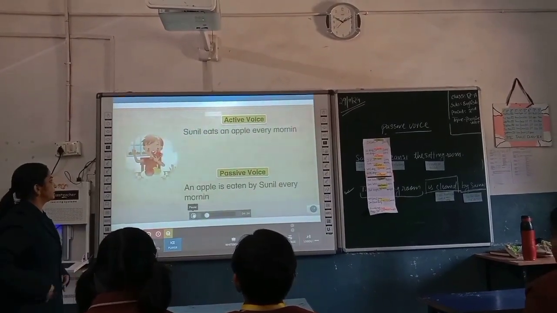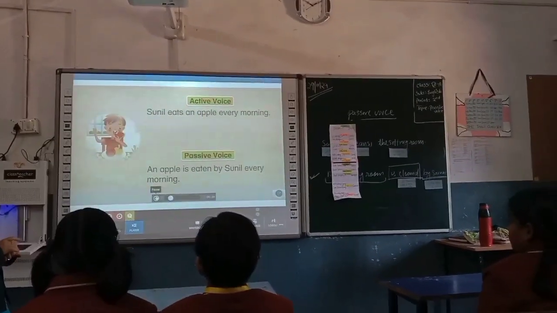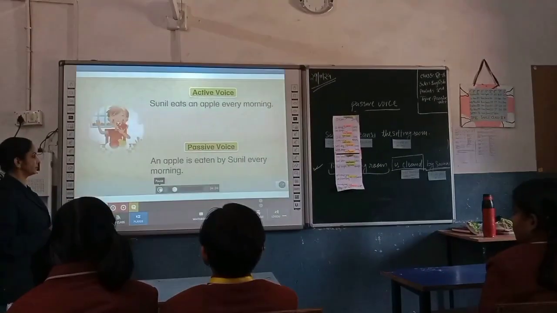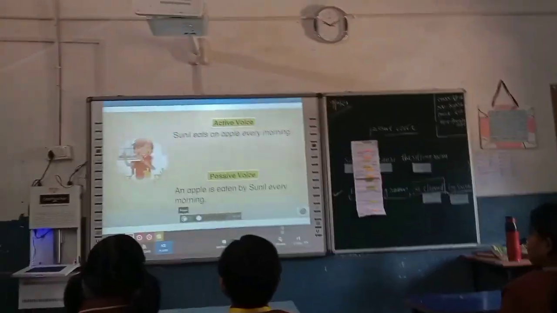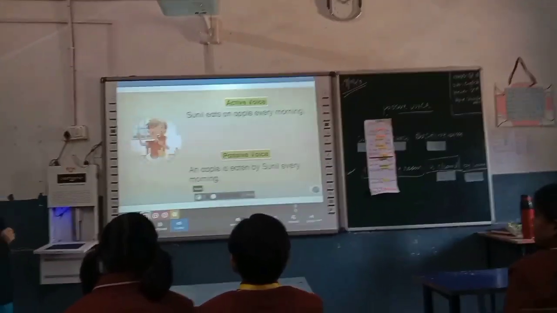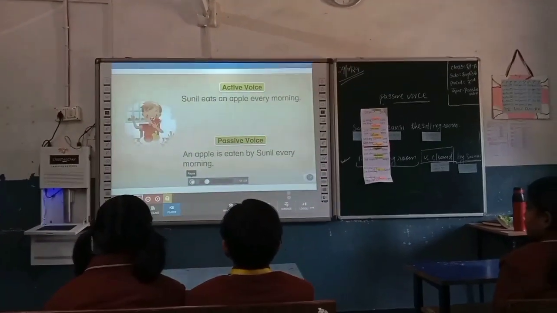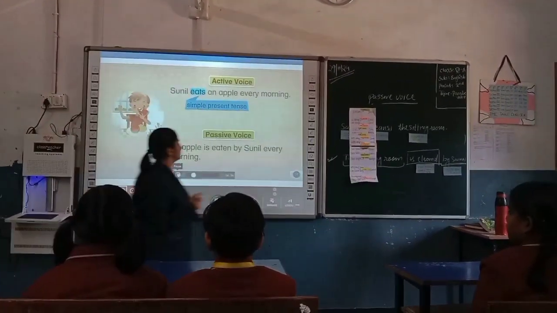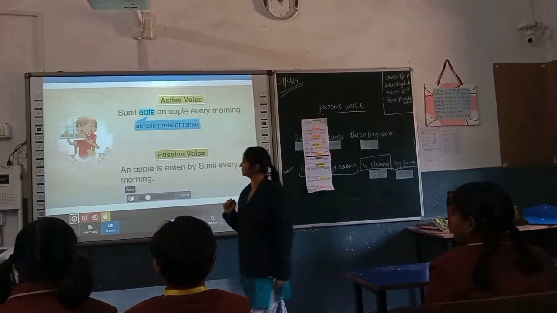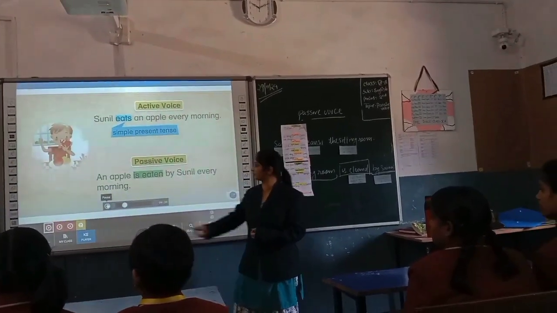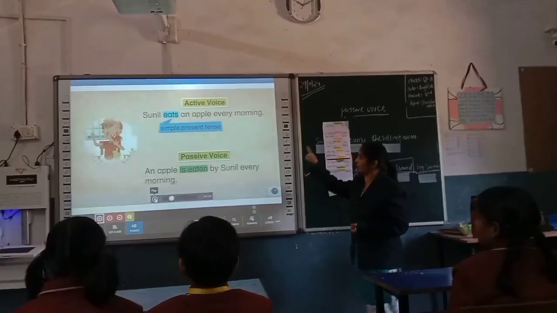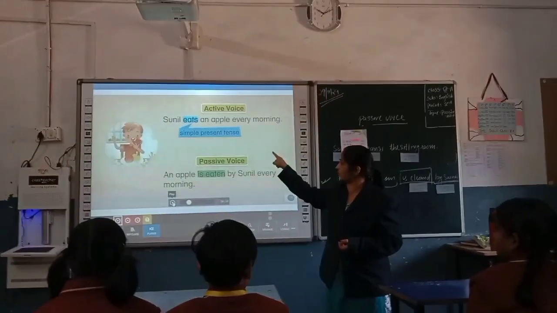Let's talk more about how we change verbs in the simple tenses. Look at this sentence in the active voice: Sunil eats an apple every morning. What's the tense of the verb eats? Simple present tense. An apple is eaten by Sunil every morning. You may see Sunil eats an apple every morning. That is given in simple present tense.